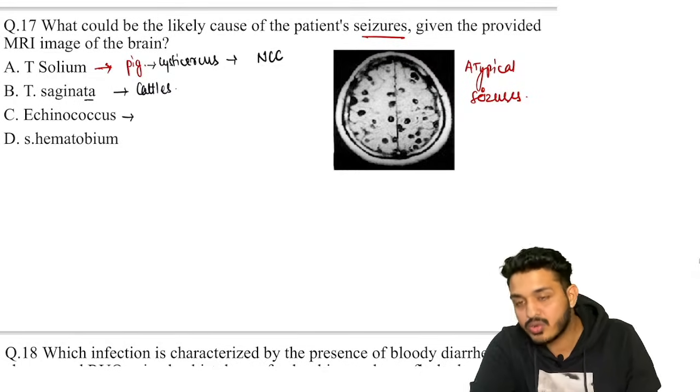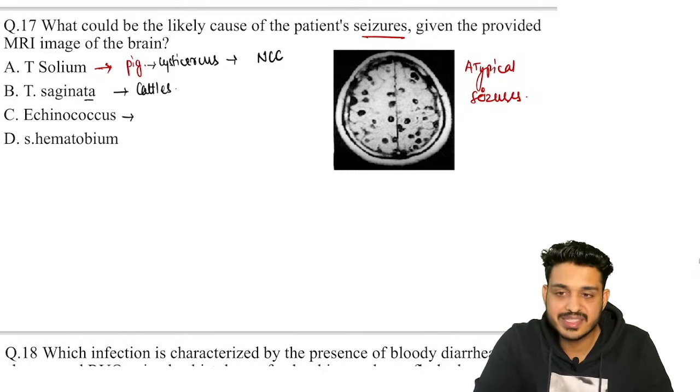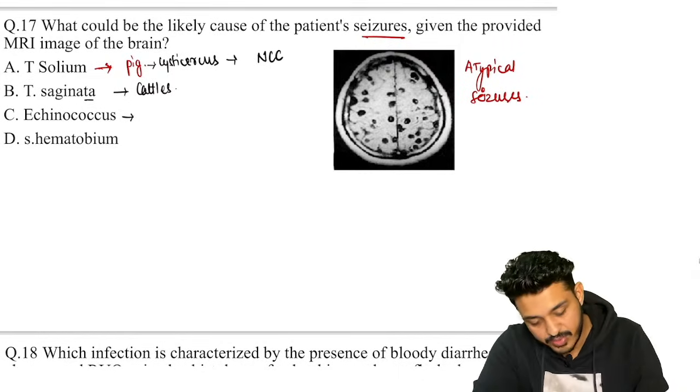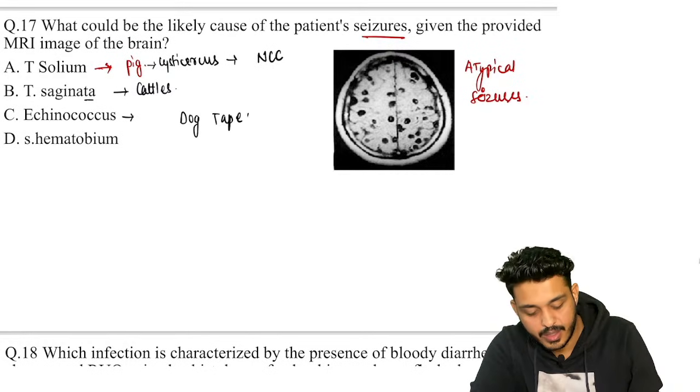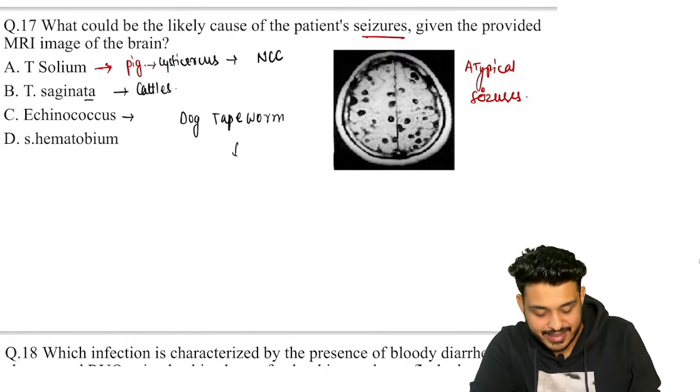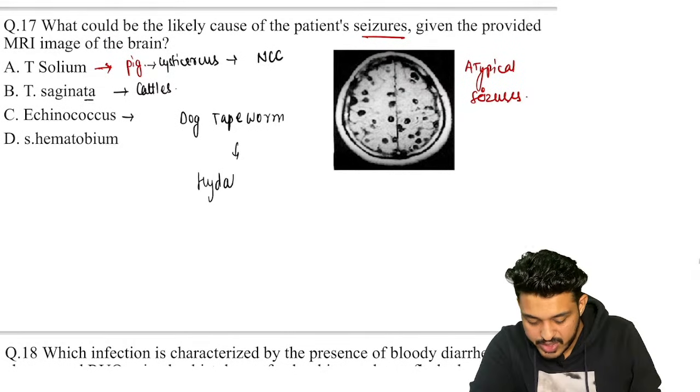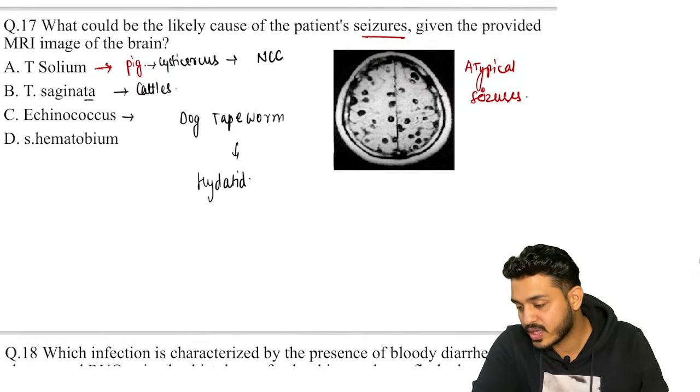Whereas Echinococcus granulosus is also going to be a cestode. It is also known as what? Dog tapeworm. And it can cause what? Hydatid cyst, which can cause liver abscess. Try to answer who can cause liver abscess.